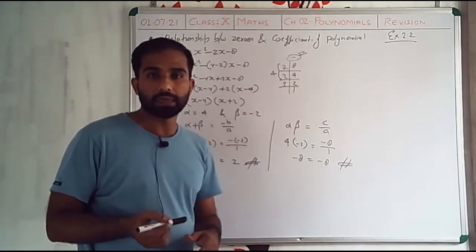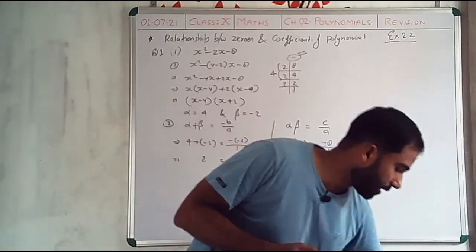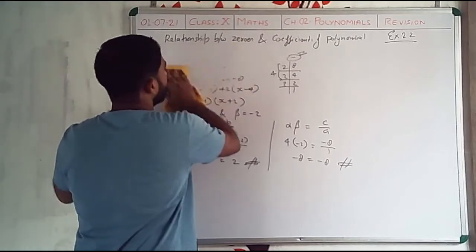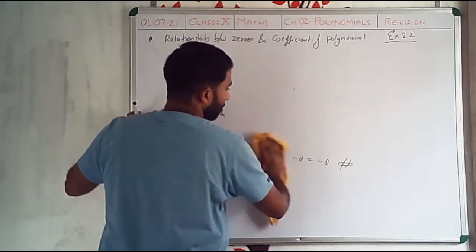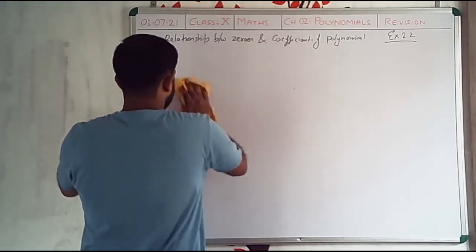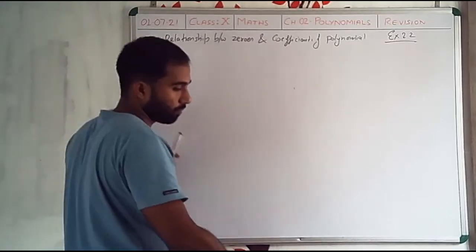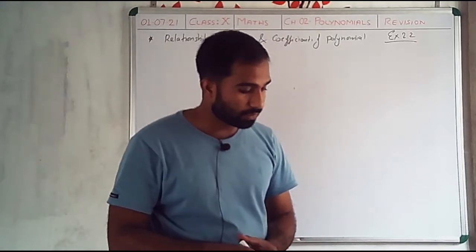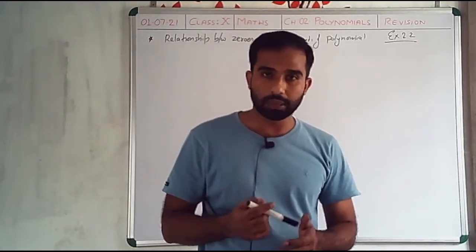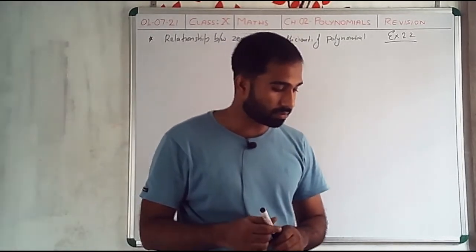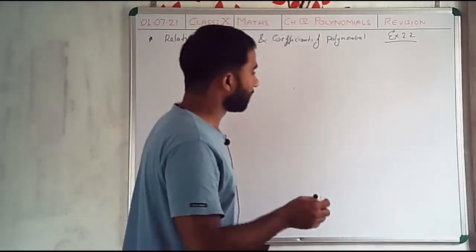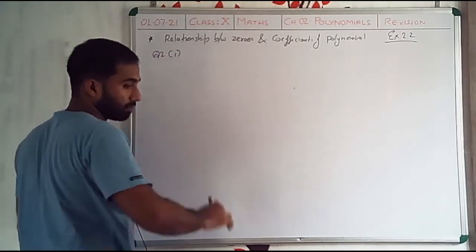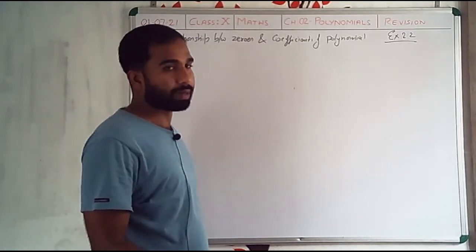So let's see another question of the same exercise 2.2. What is the other question? Find a quadratic polynomial, each with the given number as the sum and the product of its zeros respectively. The first part of this question is 1 by 4 and minus 1.